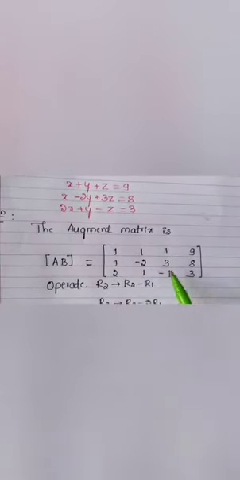The augmented matrix AB contains the coefficients of x, y, z of the given equations and the constants in the last column. This is 1, 1, 1; 1, minus 2, 3; 2, 1, minus 1, and the constant terms on the right side 9, 8, 3. This is the matrix A: 1, 1, 1, 1, minus 2, 3, 2, 1, minus 1.